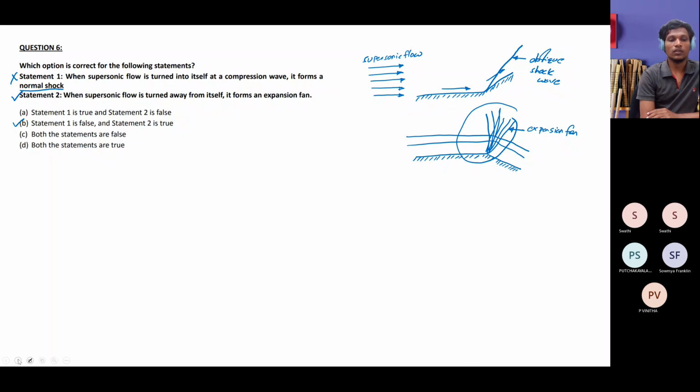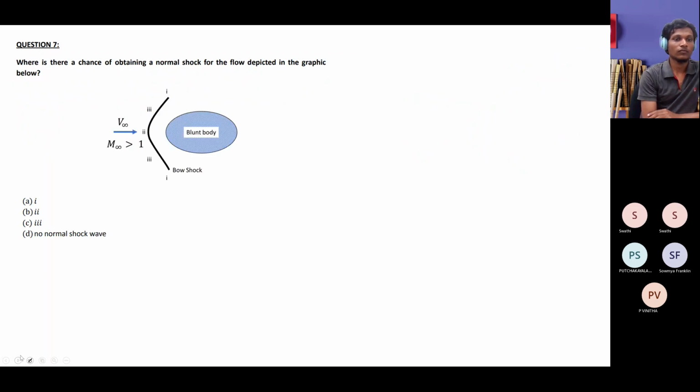Okay, let's go to the next question. In this question, where is there a chance of obtaining a normal shock for the flow depicted in the graphic below? We have a blunt body here, or you can say a bluff body. Because the incoming flow is supersonic, we are seeing a bow shock here.